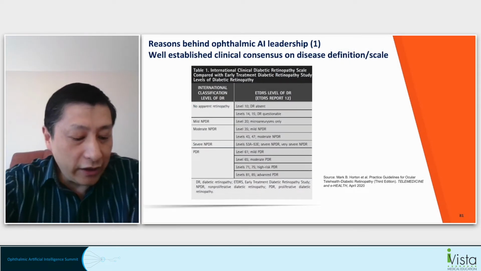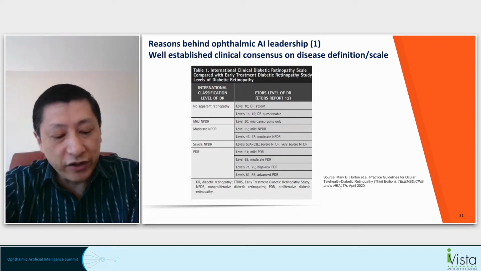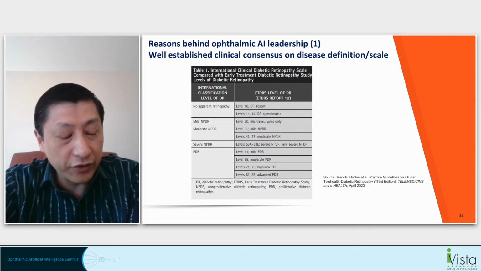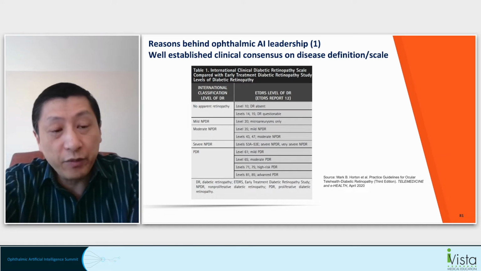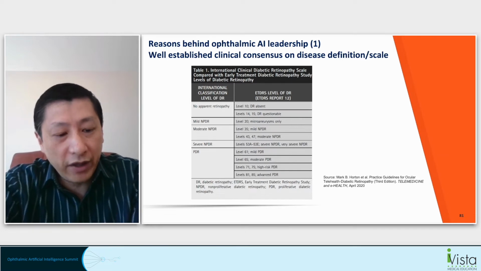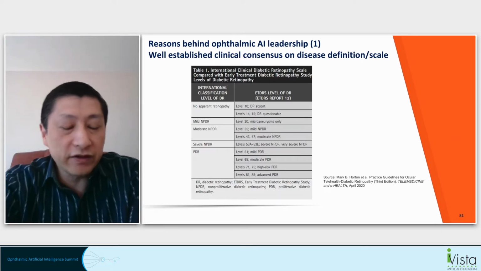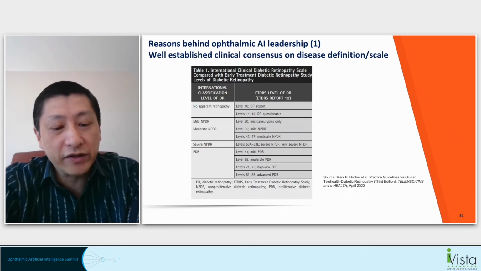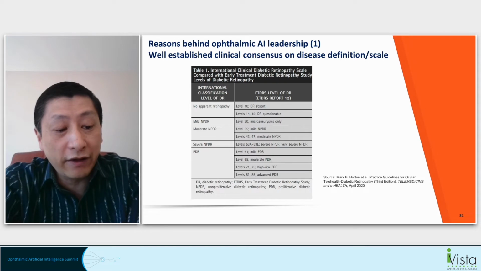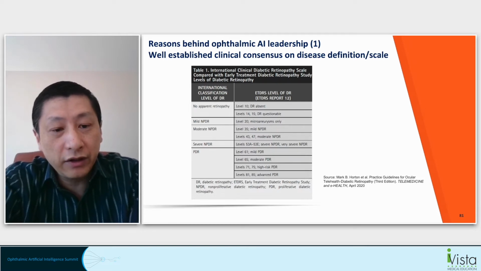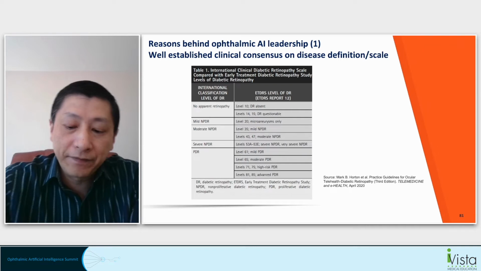So what actually enabled the advantages that ophthalmology AI now enjoys over other fields? In my view, there are several important reasons. The first reason is that the ophthalmology field benefits from pretty well-established clinical consensus on disease definition and the scale. This is especially true in DR diagnosis, which is supported by both the ICDR scale as well as the ETDRS standards.